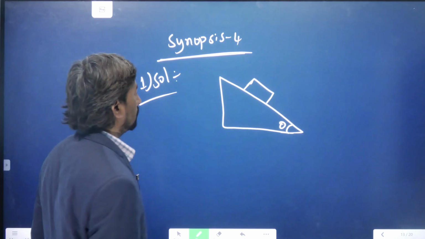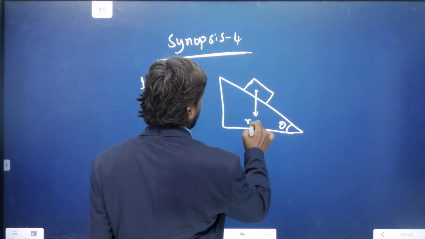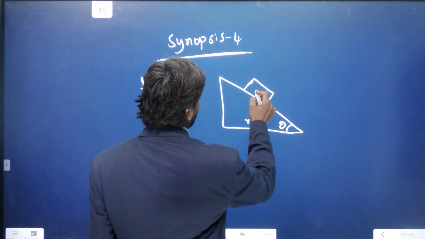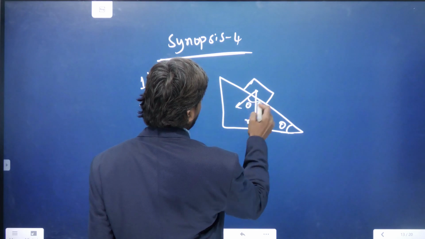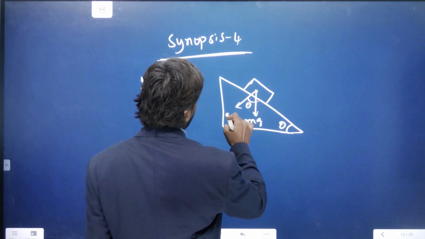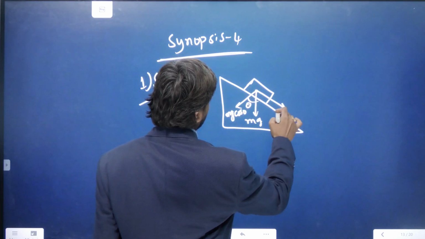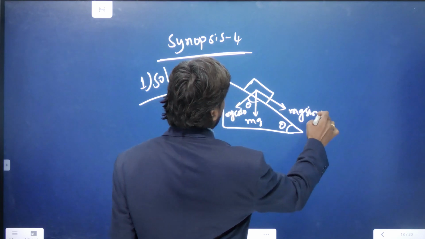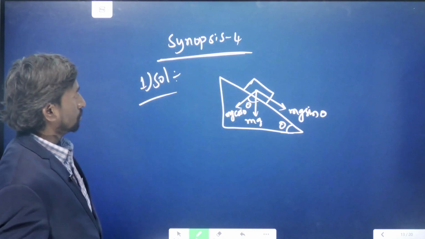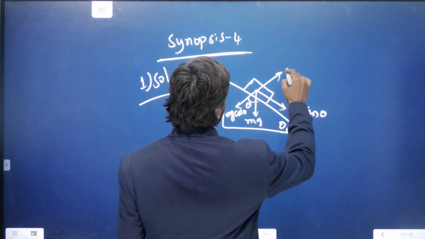Okay. So now the weight of this block will always act in the downward direction. It is mg. If this is mg, then we can divide this as, this is theta, means this also will be theta. So it can be written as mg cos theta here, and here this is mg sin theta. Okay. So the normal reaction, how will it act? This will be the normal reaction.